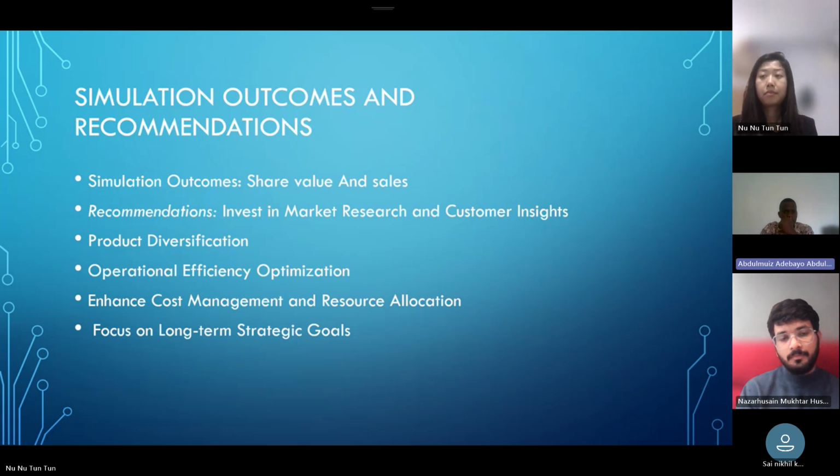My first recommendation is to invest in market research and customer insights. Allocating more resources to understanding consumer preferences, market trends, and competitive dynamics will enable us to make more informed decisions. Proactive market research helps us anticipate changes in consumer behavior and the arrival of new competitors, potentially preventing drastic sales declines and stabilizing share value.